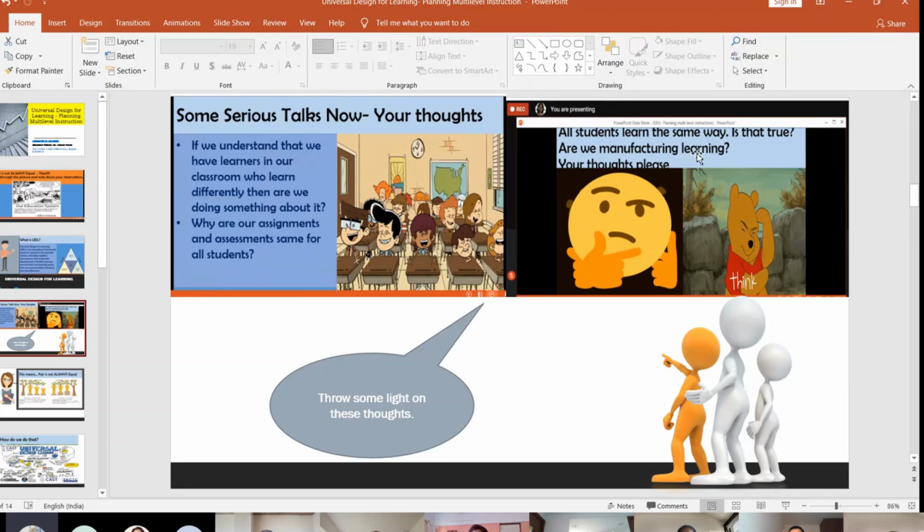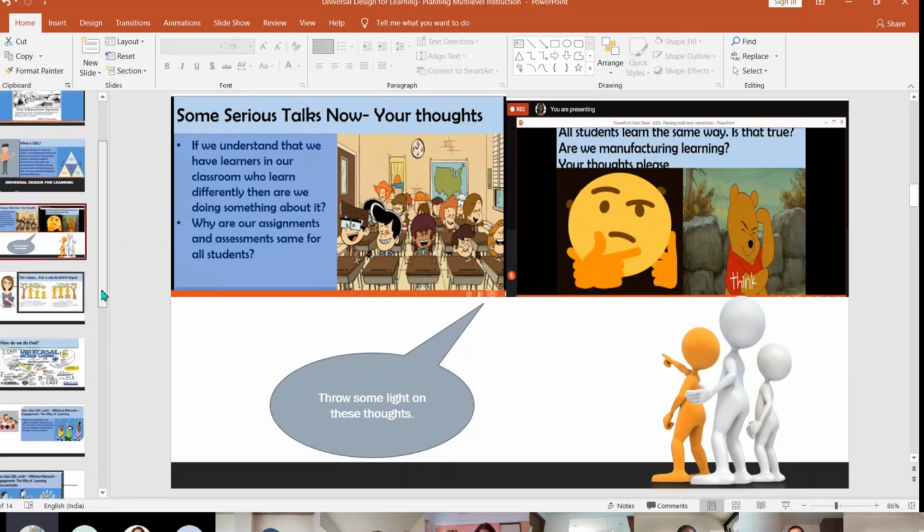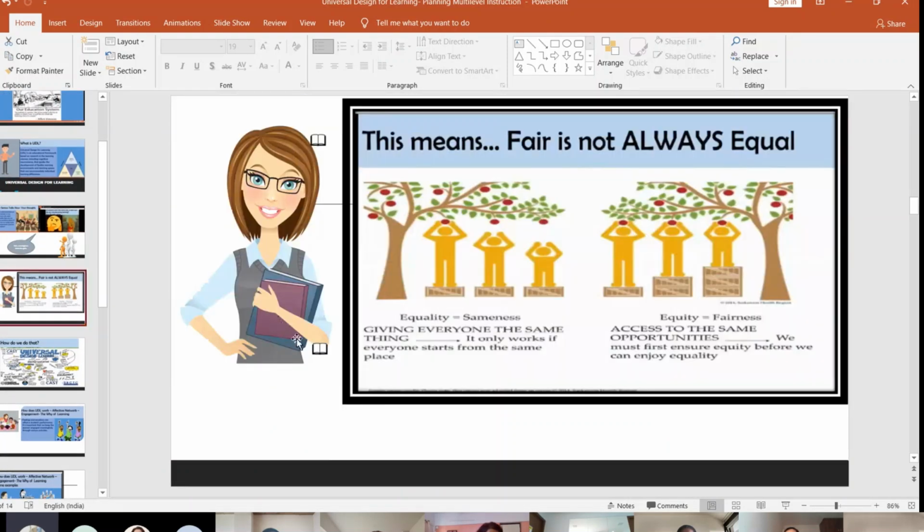Do all students learn the same way? Is that true? I am sure many of you would agree that it is not true, because we are not manufacturing learning. So we have to understand how a child, or a group of students, can cope with our concept and understand it. Now this picture gives us a very good idea and clarity of the whole concept.